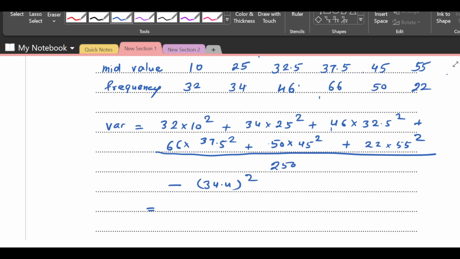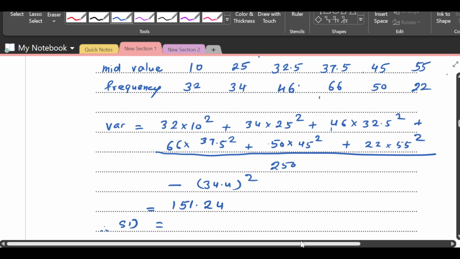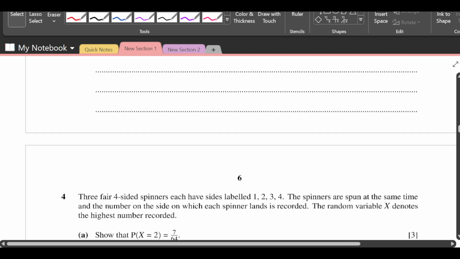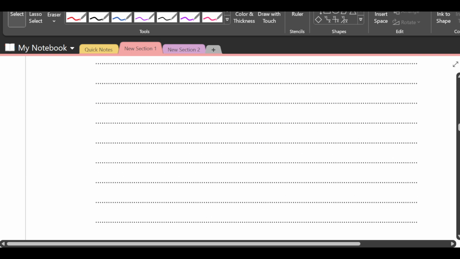So let us calculate. After calculation, it comes out to be 151.24. Therefore, the standard deviation will be the square root of this, which is 12.3. Okay, so this is your question number 3.